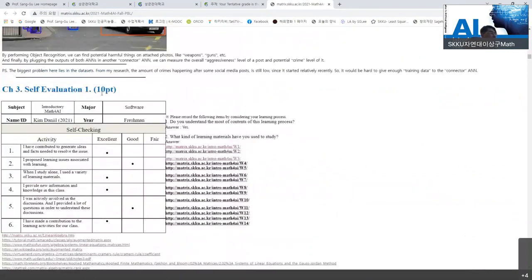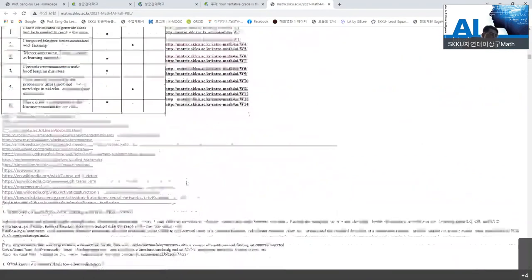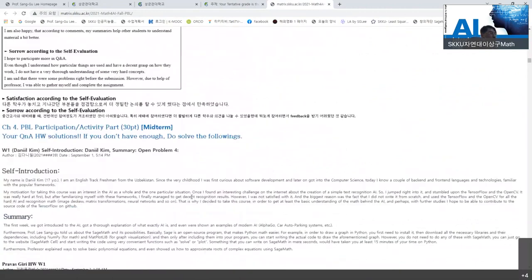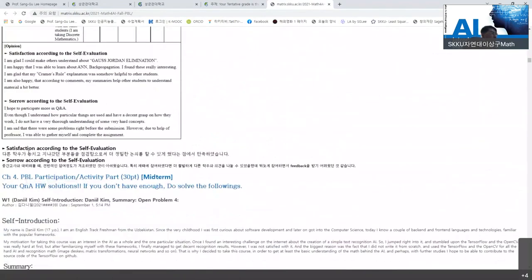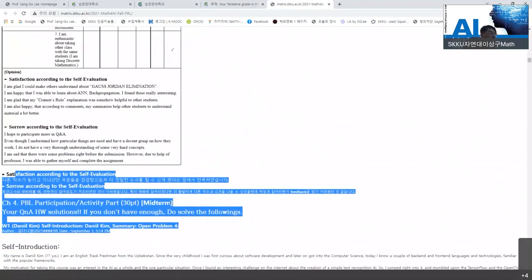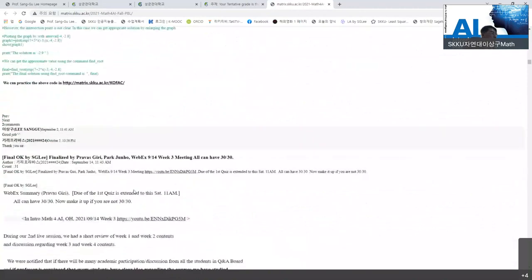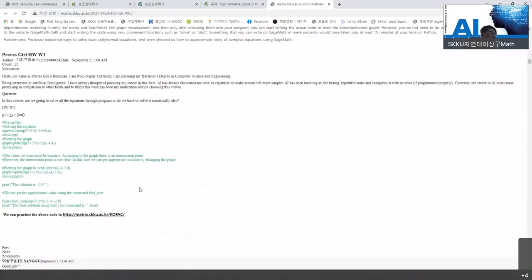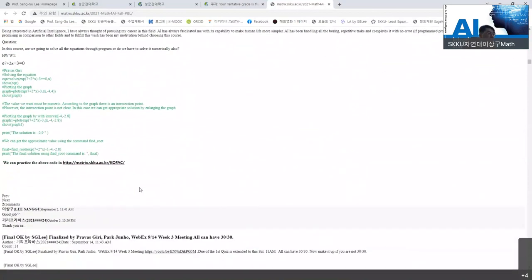And also, there was a self-evaluation. Most of you did very, very well on this. And also there was the peer review, self-evaluation and peer review, and those will also count. There are some students who helped others well and gave good impressions on important concepts, and those were appreciated by your classmates, and that will be counted.